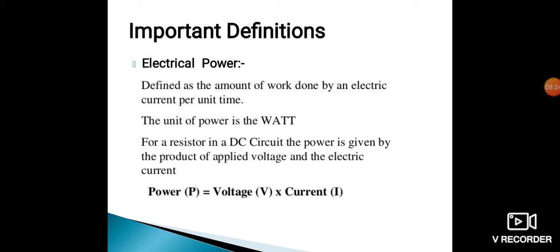For a resistor in a DC circuit, the power is given by the product of applied voltage and the electric current. So for DC supply, the formula for power is P equal to the product of voltage and current. Product means multiplication, multiplication of voltage and current. That means P is equal to V into I. This formula will help you for the numericals. The unit of power is watts.